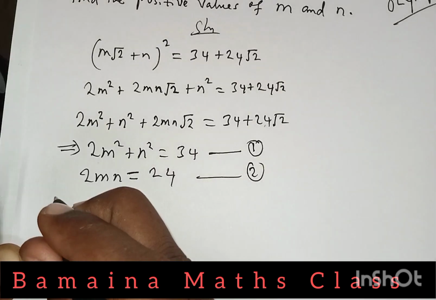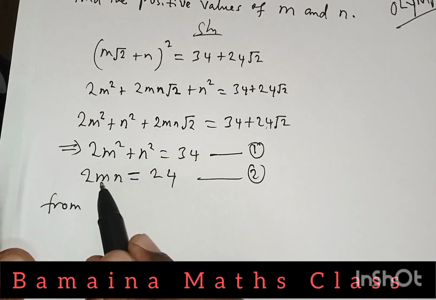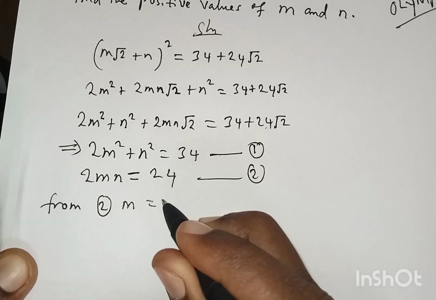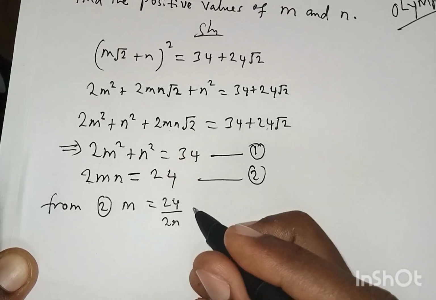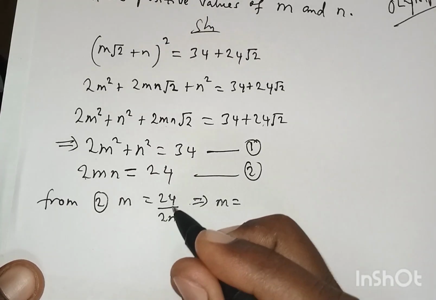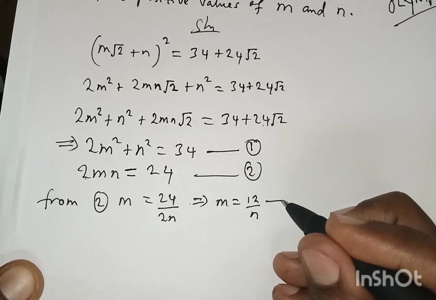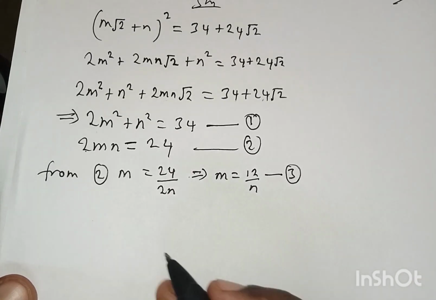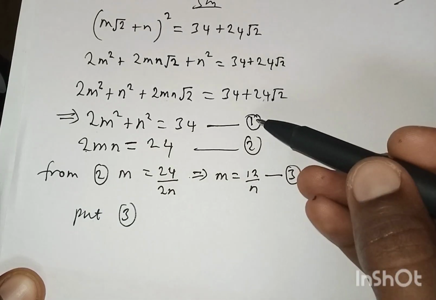So from equation 2, you can make m the subject. So m is equal to 24 over 2n, which means 2 into 24 is 12. So we have 12 over n. This is another equation, maybe equation number 3. So now put equation number 3 in 1.